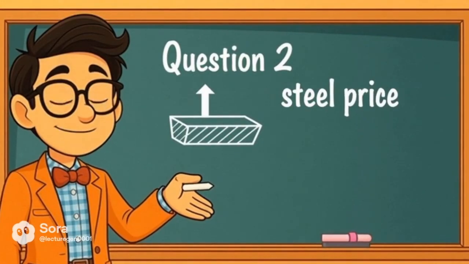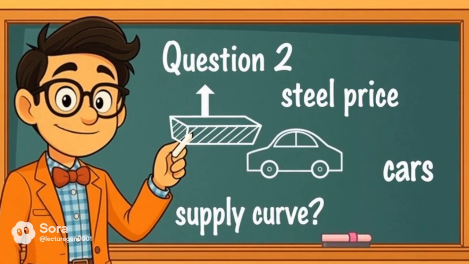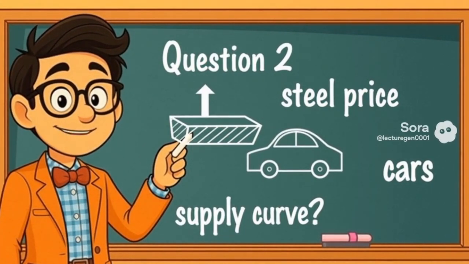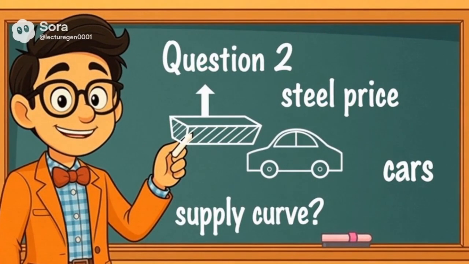Alright, let's jump into question 2. Suppose the price of steel goes up. Steel is a key ingredient for building cars. What happens to the supply curve for cars? Does it shift?